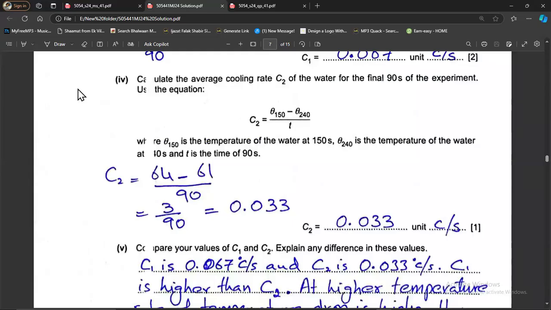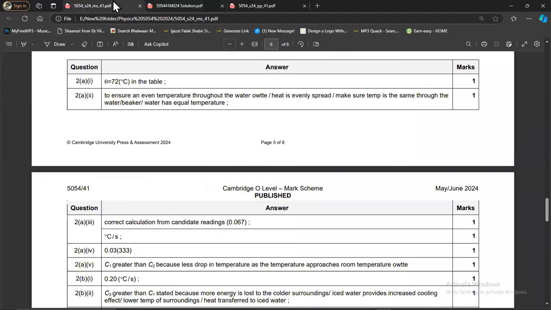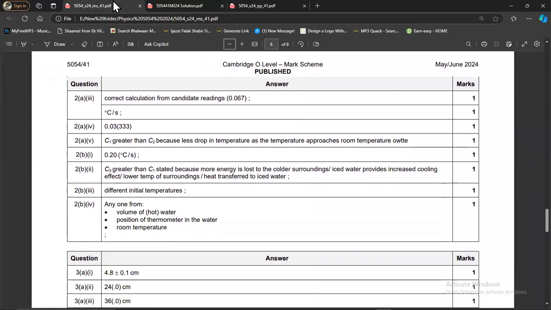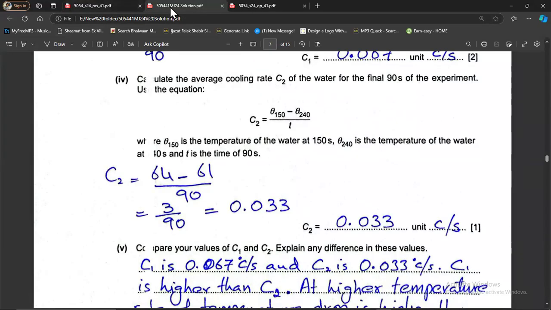Okay, hopefully you understand these things. Okay, so the marking scheme is showing up on your screen. 64 minus 62. Okay, and then we have the next part.